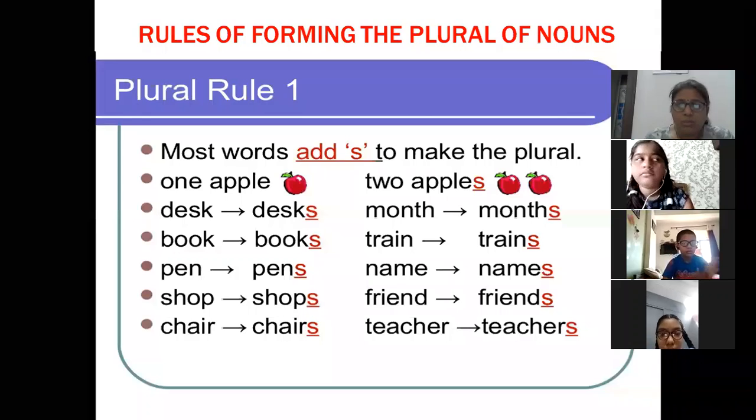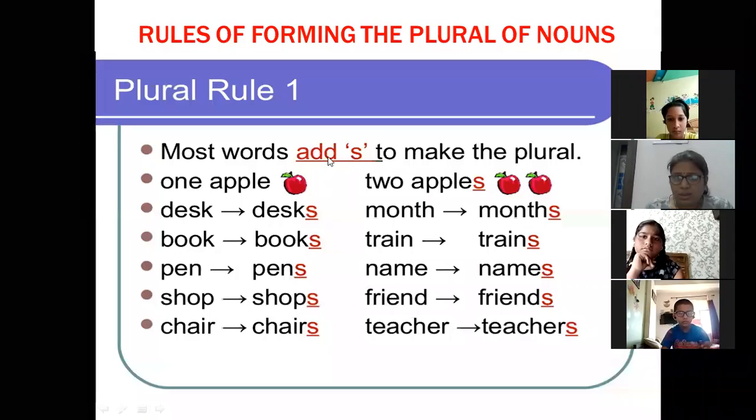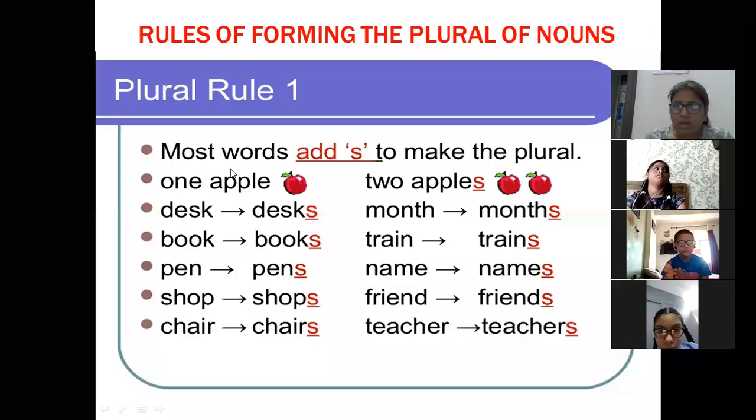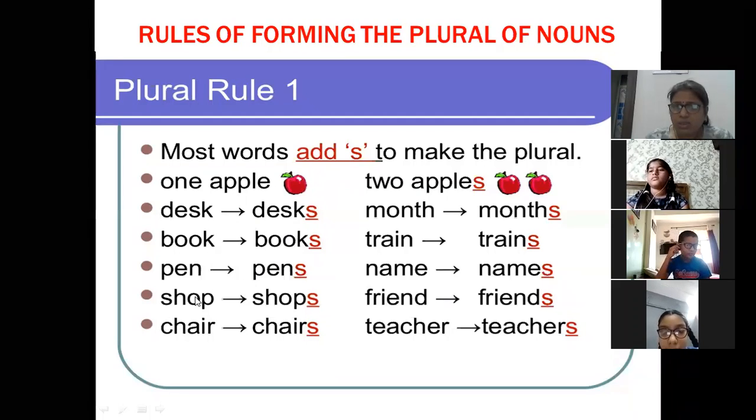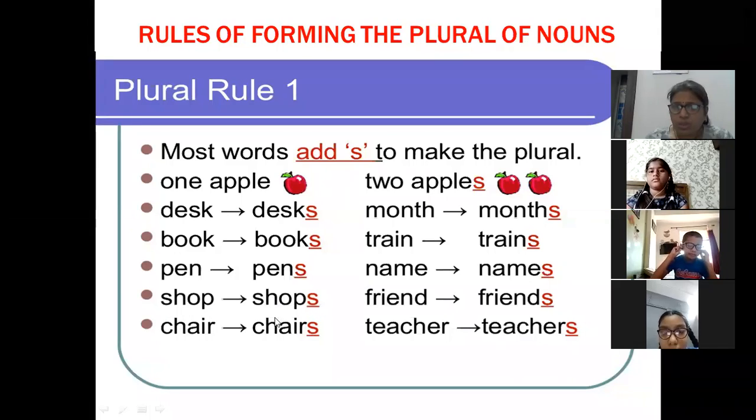So now there are some rules of changing the singular noun into plural. The first rule is only by adding s. Most of the words are changed into plural only by adding s. Like book is becoming books, pen, pens, shop, shops, chair, chairs.